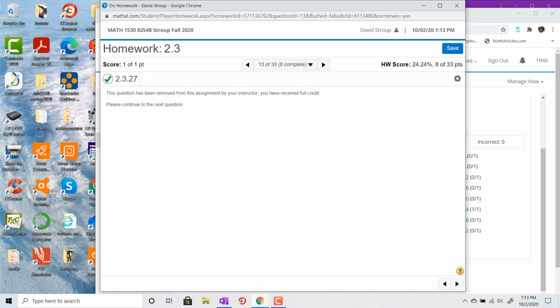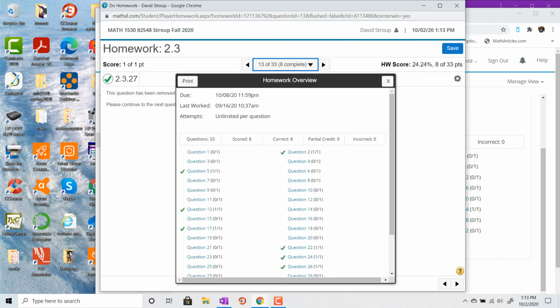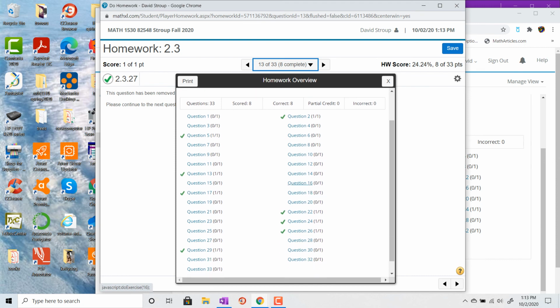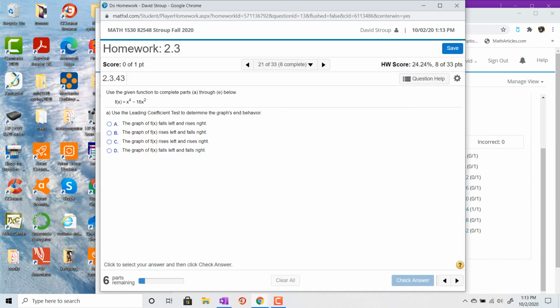So this is problem 27. If you look at the green check mark, we don't want that. We want 41 to 63. Okay, so let's fast forward a little bit. Okay, so here's one. All right, so let's kind of try to go through it.